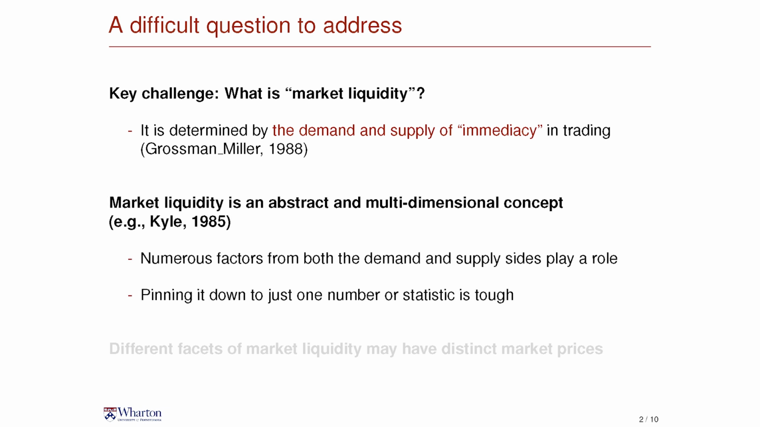And in Pete Kyle's 1985 paper, Pete also emphasized that market liquidity is not a simple concept. Instead, it is rather complex. It is an abstract and multidimensional concept, driven by numerous factors from both the supply and demand side of trading immediacy. Pinning it down using just one number or one statistic is really tough. Fully embracing this insight, this paper argues that different facets of market liquidity may have distinct market prices.